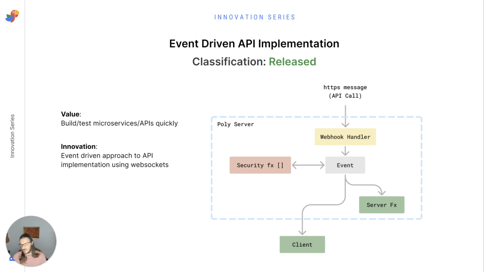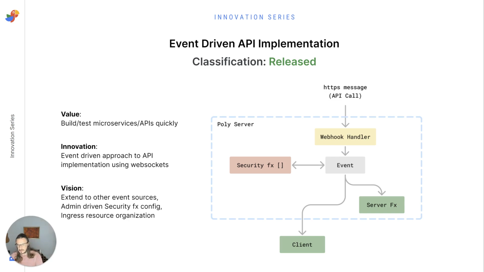The big innovation here that makes this possible is the event-driven approach to API implementations using WebSockets. And what Poly does is it just simplifies that down to a function. So I'll show you the function, I'll explain what's happening behind the scenes, and hopefully you'll see how the event-driven architecture is actually a lot of simplification if you encapsulate it correctly in a simple user experience.